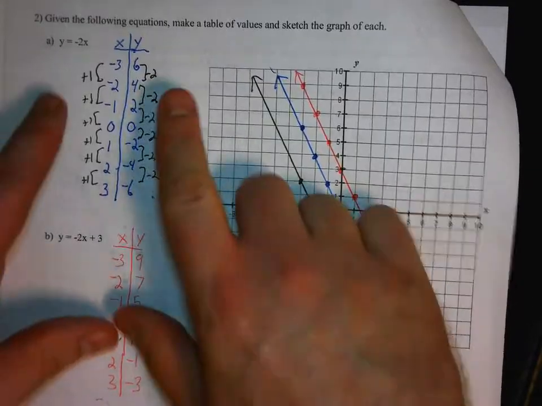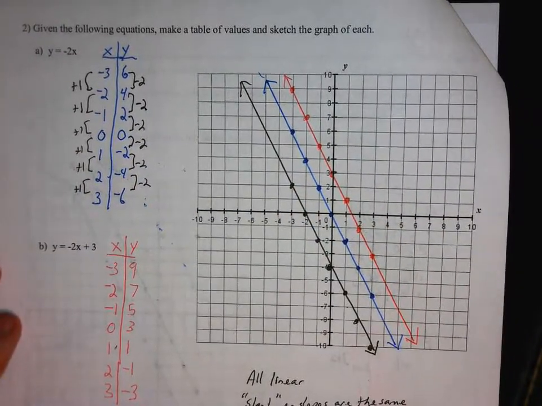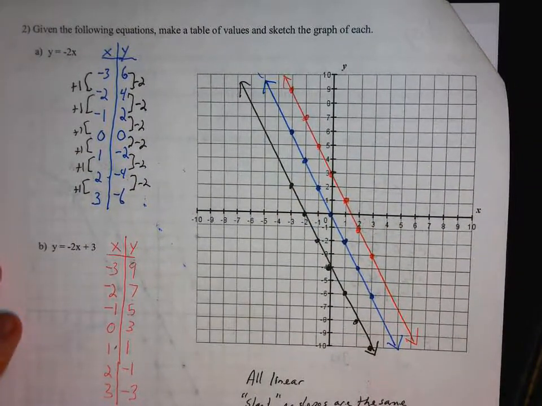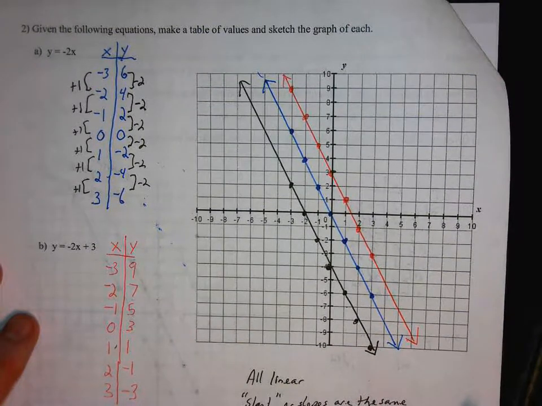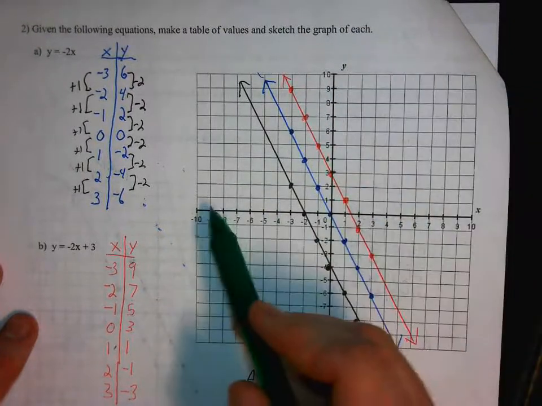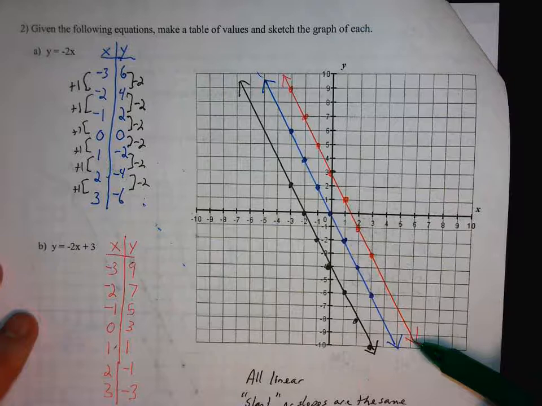I'll explain these numbers, the -2s and the +1s, in a minute. But here we notice that now instead of an increasing line, we have a decreasing line, meaning as you trace to the right, the y values get smaller. So the line is decreasing.